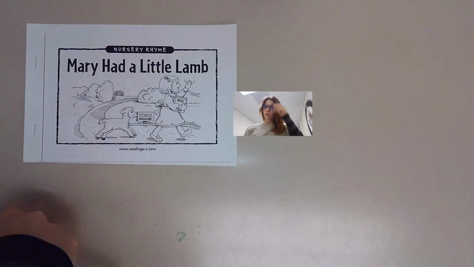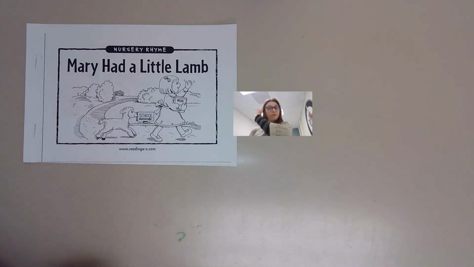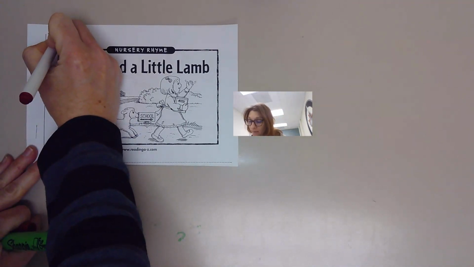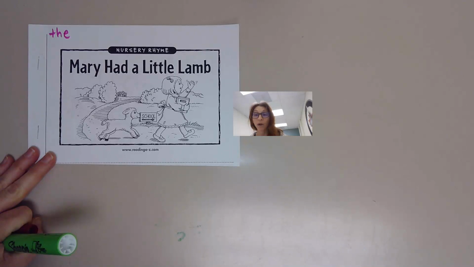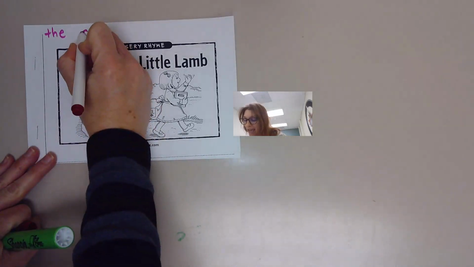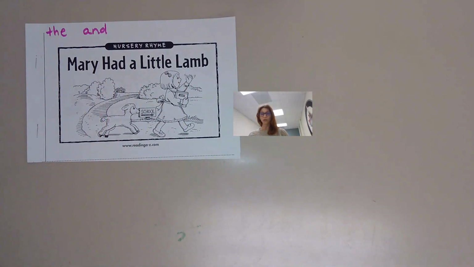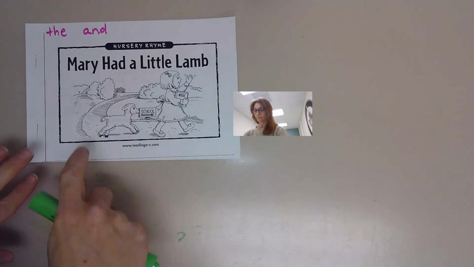First, we're going to go through the book and we are going to find the high frequency words that we know already. We've already been focusing on the word the, T-H-E, and the word and, A-N-D. So we know the words the, and we know the words and. So we're going to skim through this story and see all the high frequency words that we can find.